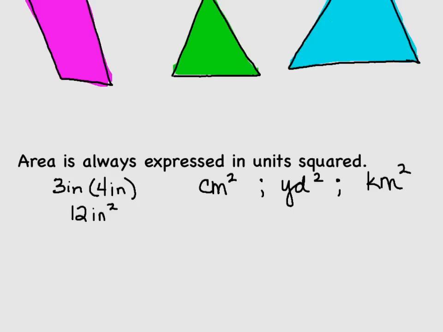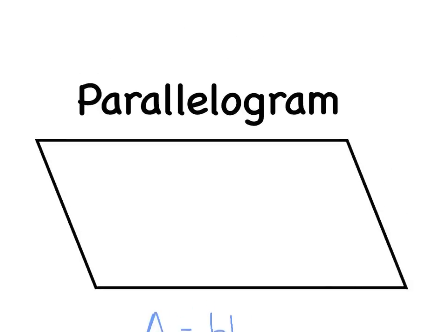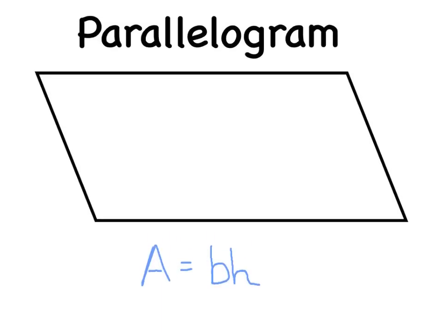All right, let's practice. Oh, before you practice, I need to give you your formulas. Okay, here we go. For a parallelogram, your formula is area equals base times height, B times H. Base times height. The base of the parallelogram is going to be one of the side lengths. And then the height will always meet the base at a right angle. So this distance would be the height.